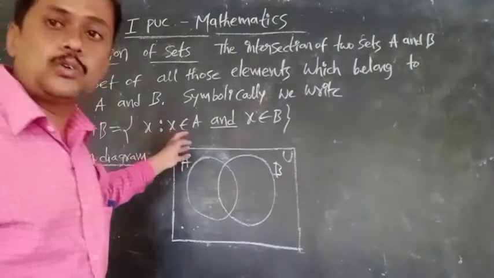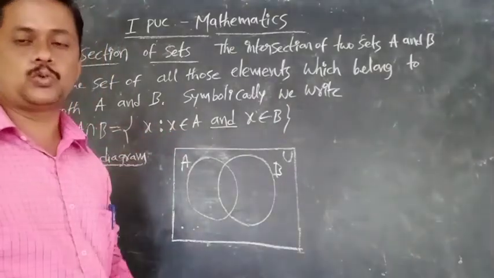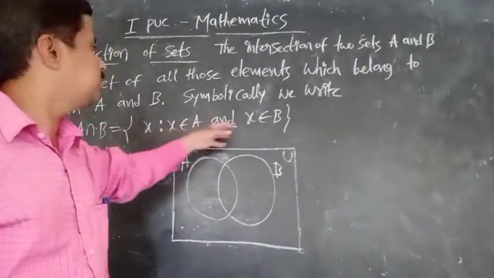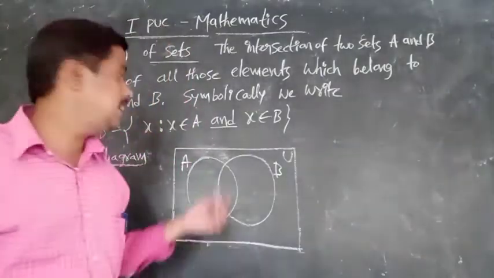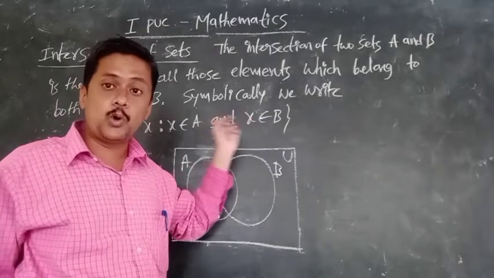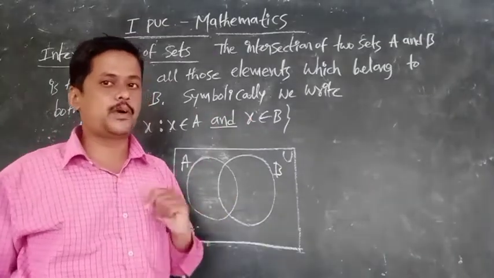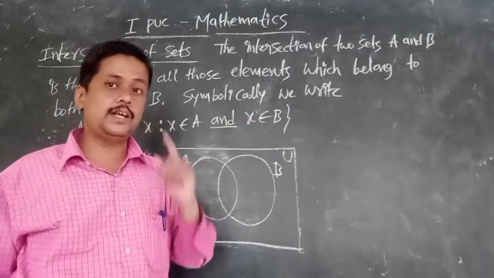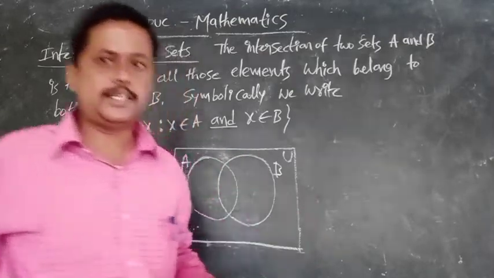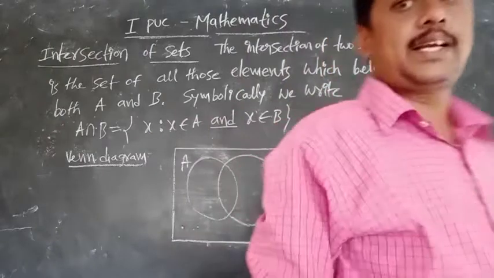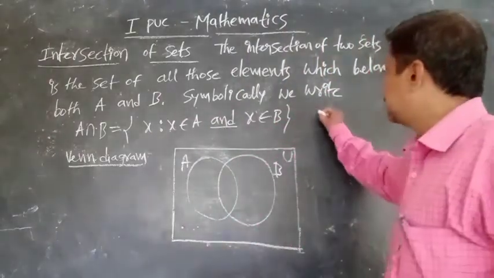So A intersection B is equal to {x such that x belongs to A and x belongs to B}. Here, "and" represents that both conditions are compulsory. Only then will the element be included in that set. Let us take one example.